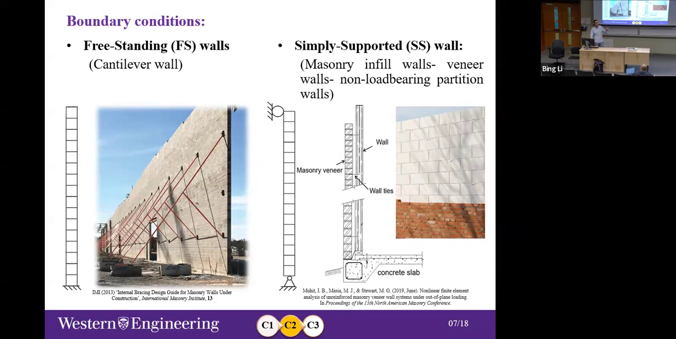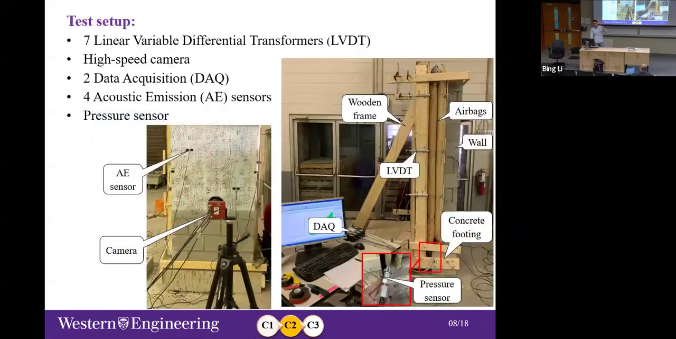To be able to simulate both of these boundary conditions, we designed a setup which includes a wooden frame, which can be placed behind the masonry wall, and we hang two airbags between the wall and frame to inflate the airbags and push the wall until failure. We connect one pressure sensor to the airbag to monitor the pressure inside it, to convert to the lateral load subjected to the wall during the test. We had 7 LVDT sensors to monitor the displacement, 1 high-speed camera for DIC analysis, and 2 data acquisition systems, or DAQ systems, to record the data from the LVDT and acoustic emission sensors.